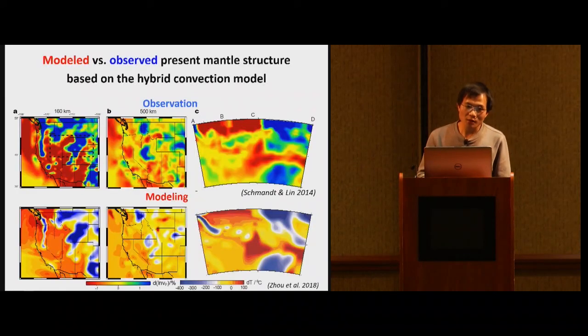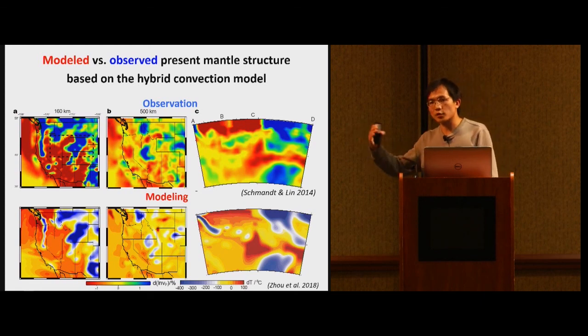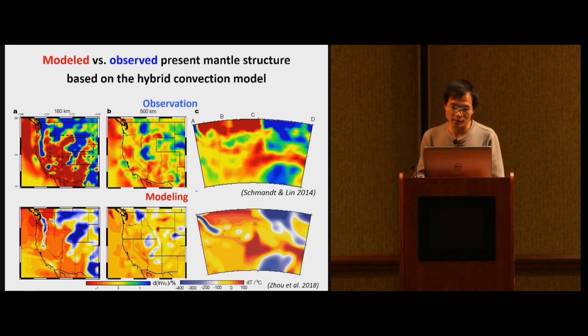And so now I'm going to the results of our study. The first row here is the observation of the tomography in the western US. The second row here is the modeled results. As you can see, in large spatial scale, they match each other pretty well, but in small details, they cannot match. But that's not the key point here.